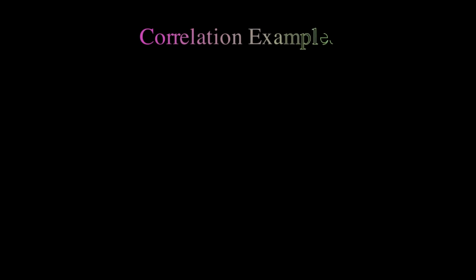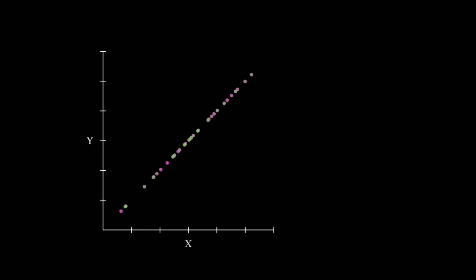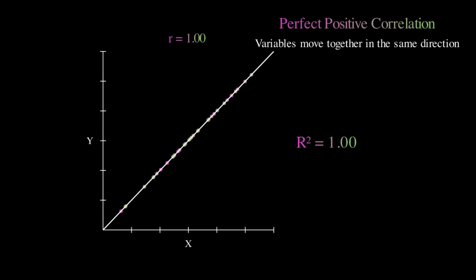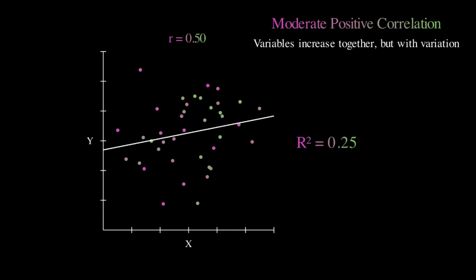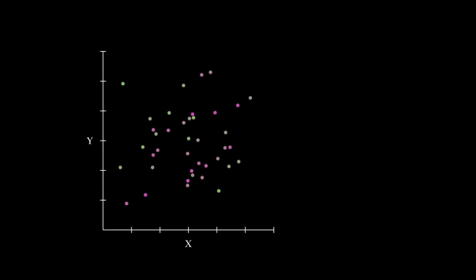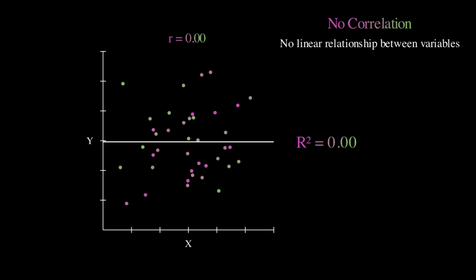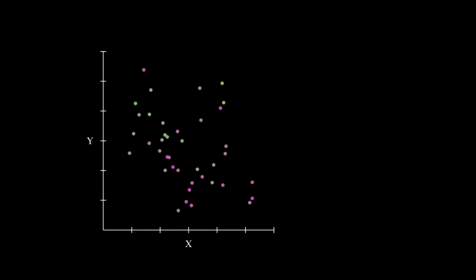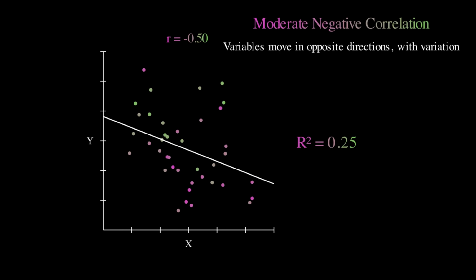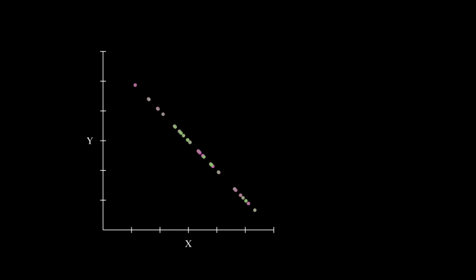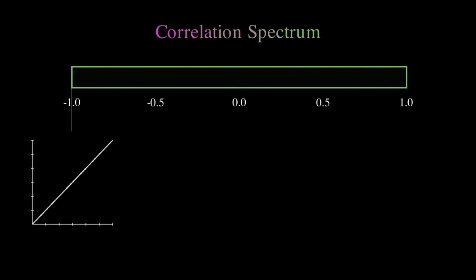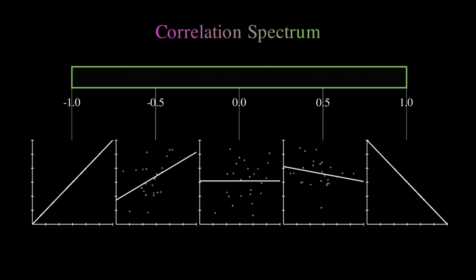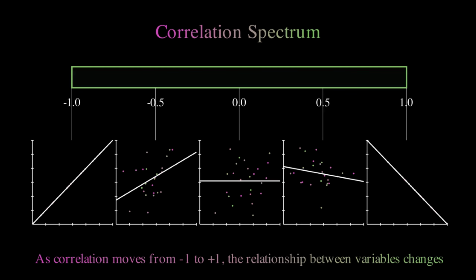Here's what different correlation values look like. At 1, we have a perfect positive relationship. At 0.5, we have a weak positive correlation. At 0.0, that corresponds to an R-squared value of 0 as well. There's no correlation at all. A negative value of 0.5 is a weak negative correlation. A correlation value of -1 means a perfect negative relationship. These correlations help us understand direction and strength, and the R-squared value tells us how well the line actually fits.